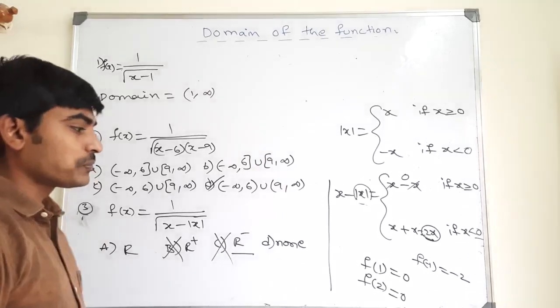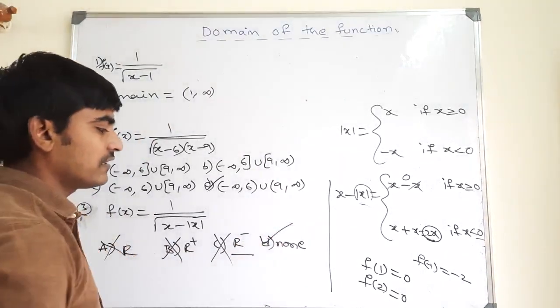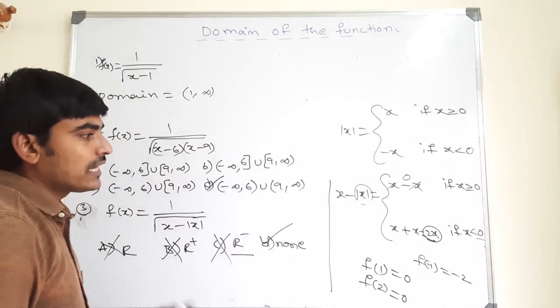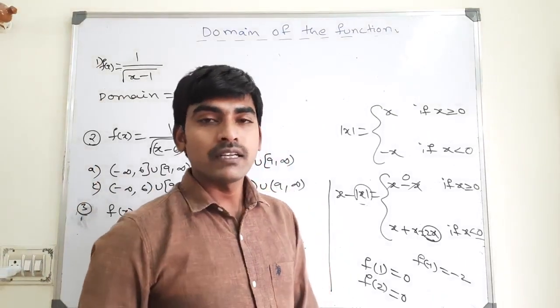Then real numbers, how is it possible? Positive results only are not there. Real numbers possible or wrong? Then which option is correct? Option D. So like that, many of the people are feeling range and domain concepts are tough, but it is so easy.